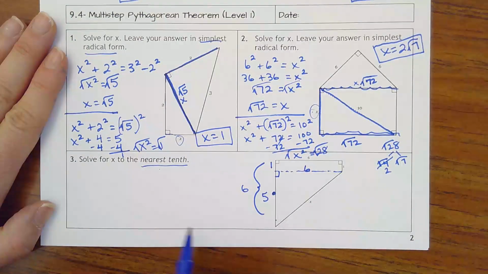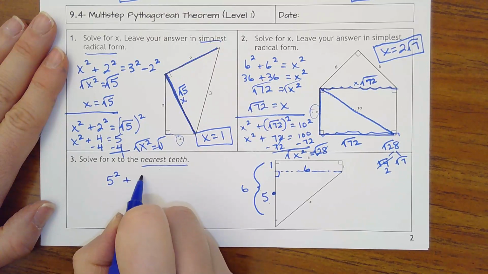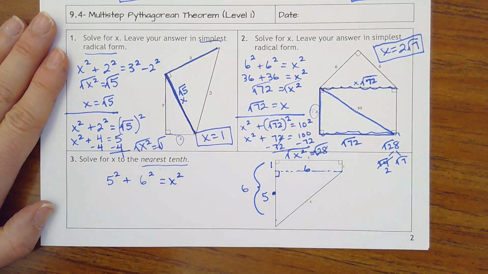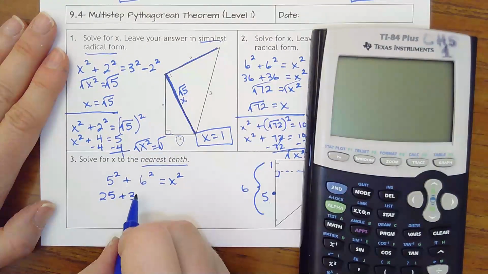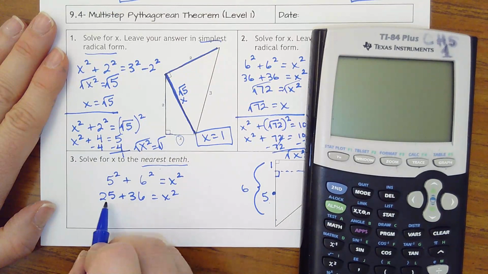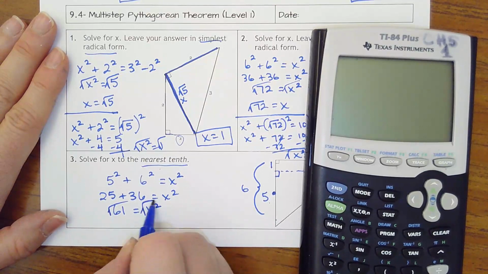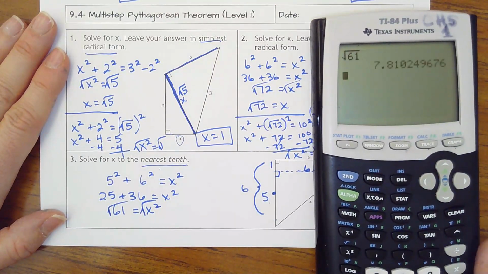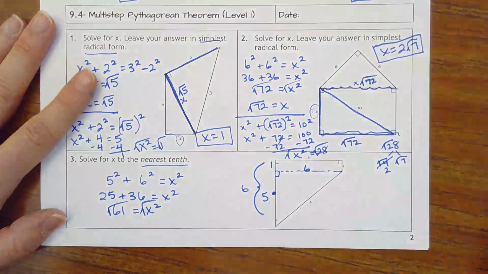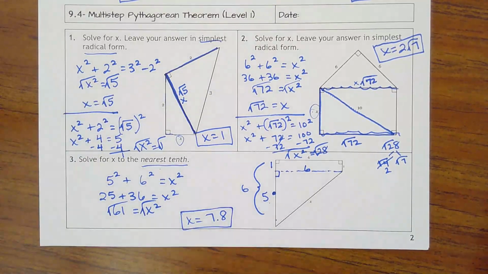So I have enough info now to do Pythagorean theorem. 5 squared plus 6 squared equals x squared. That'd be 25 plus 36. That's 61. And then square root of 61. Nearest tenth would be 7.8. So it's however you can break up your shape so that you do actually have a right triangle.